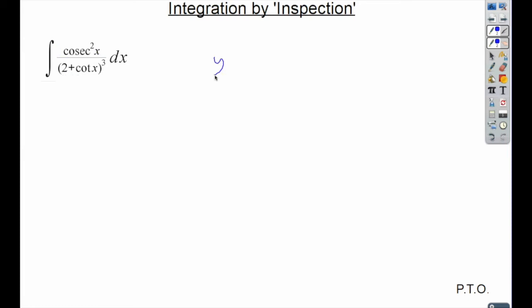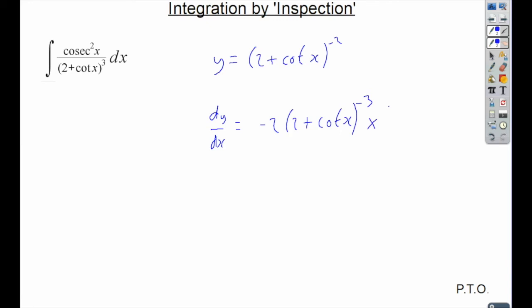Okay, so we're going to go for y equals 2 plus cot x to the power of something. Now because we're integrating, if I increase the power by 1, it goes to the power of negative 2, doesn't it? Okay, so that's what I'm going to go for to begin with. Then we'll differentiate that and see what we get. So we'll have negative 2(2 plus cot x), decrease the power by 1, it's the power of negative 3. Differentiate what's in the brackets, we're going to multiply by negative cosec squared x.